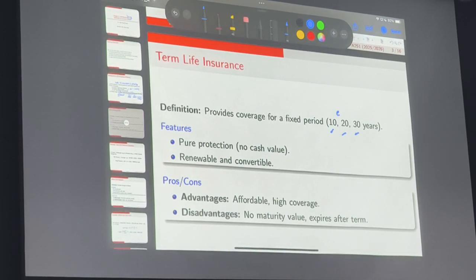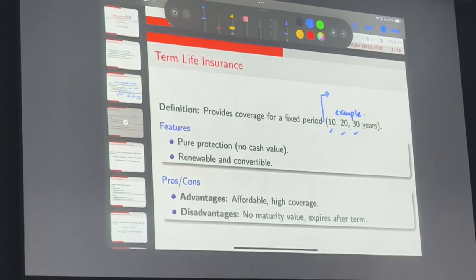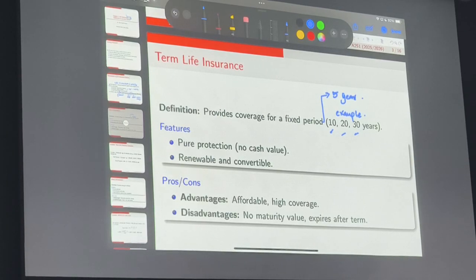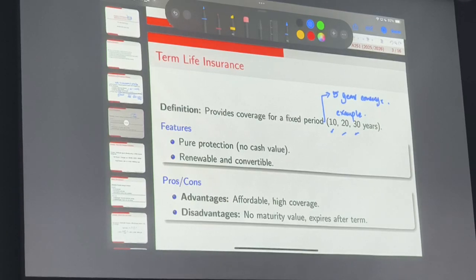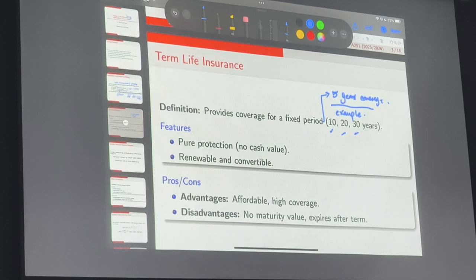So this is just example lah, right? This is just example. But then in real life, real insurance product, it may start at 5 years duration, 5 years coverage. Okay, dia boleh start dengan 5 tahun coverage. Okay, how about features dia? Features dia adalah untuk pure protection sahaja, no cash value.